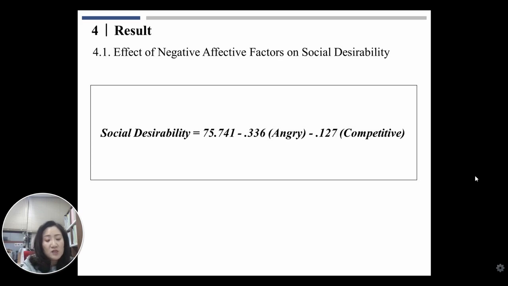And when competition increases by 1 point, it can be predicted that social desirability will decrease by 0.127 on average. Therefore, it can be seen that social desirability is negatively affected by irritability and competition. In other words, to promote social desirability, it is necessary to keep irritability and competition at a low level.